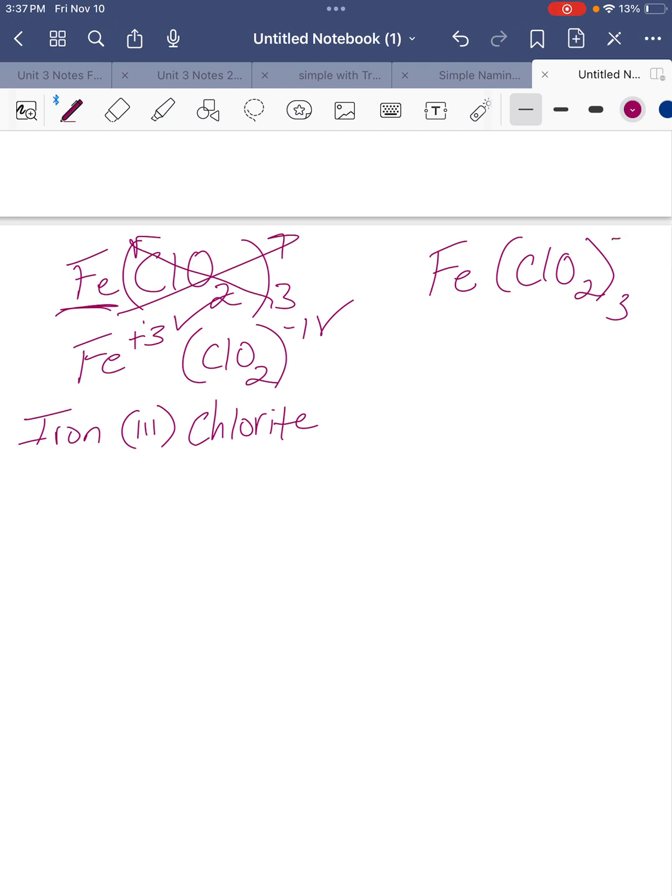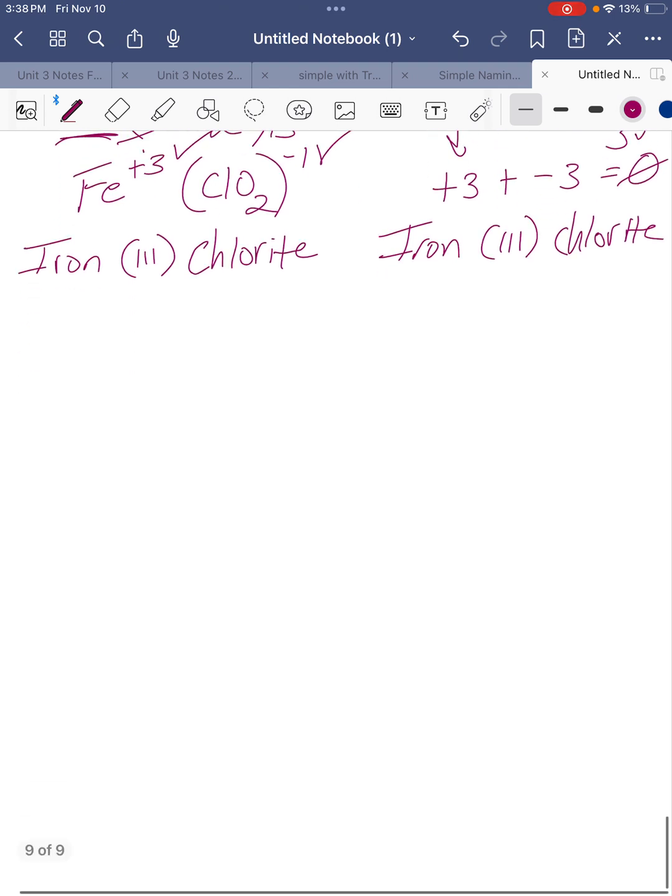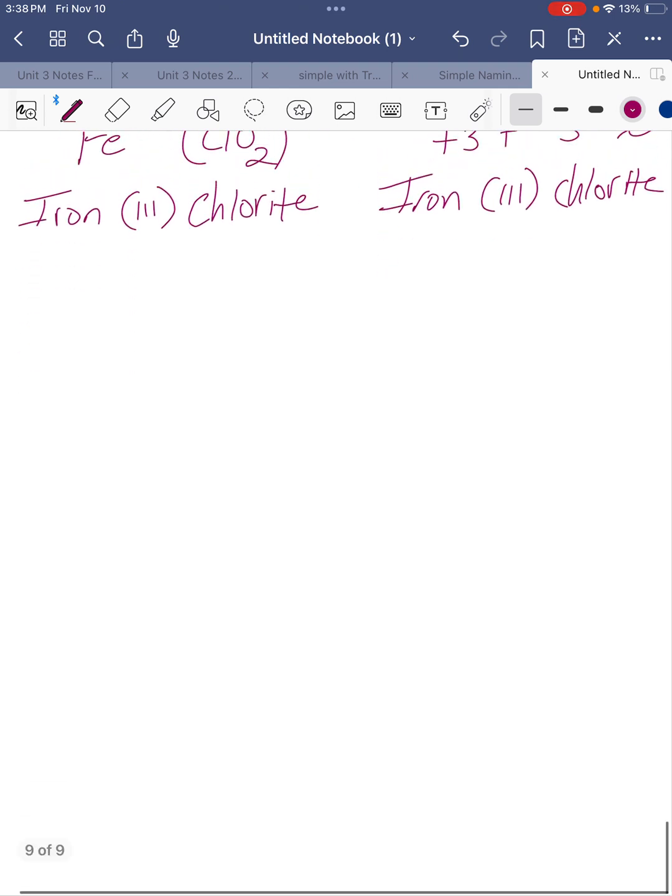And then over here, if I was doing charge analysis, same way. I go to the back of my polyatomic ion list and I see that chlorite, ClO2, is -1. I have 3 of them, so this is -3, which means iron must be +3 to get to 0. So I'm still going to name it exactly the same way: iron 3 chlorite.